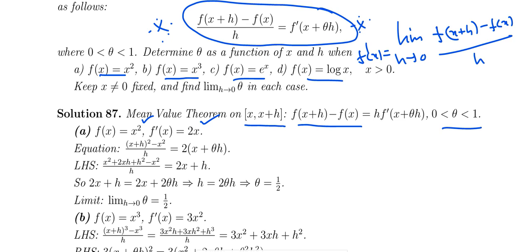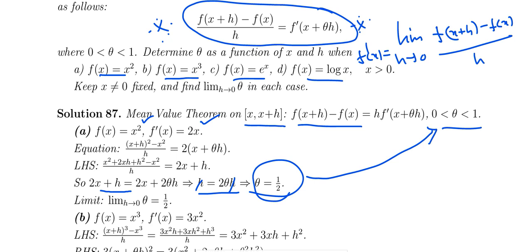If we expand and simplify this, we get 2x plus h. Taking h common outside and cancelling, 2x plus h equals 2 into x plus theta h, right? Since f dash of x equals 2x, f dash of x plus theta h is 2 into x plus theta h, so it becomes 2x plus 2 theta h. So h equals 2 theta h. When h cancels, theta equals 1 by 2. 1 by 2 always lies between 0 and 1. So the limit of theta as h tends to 0 is 1 by 2.